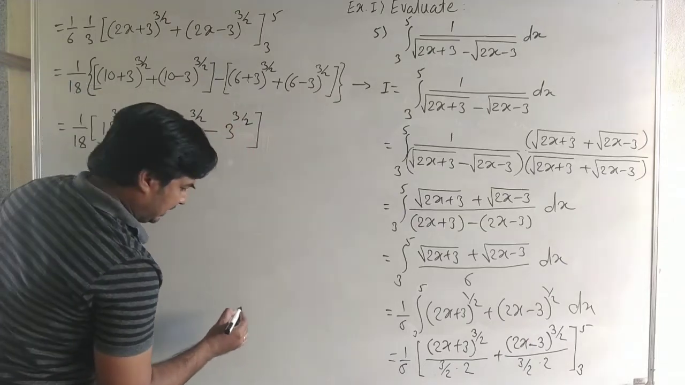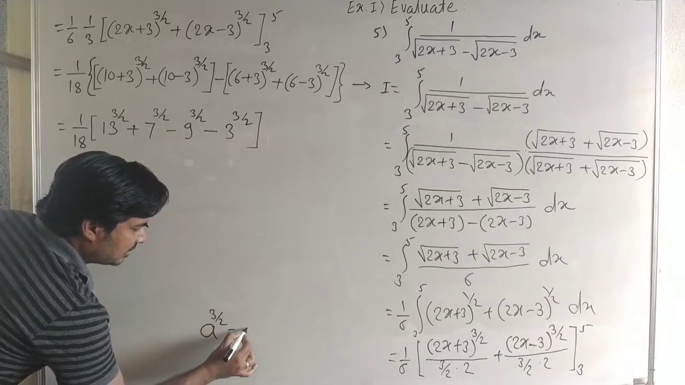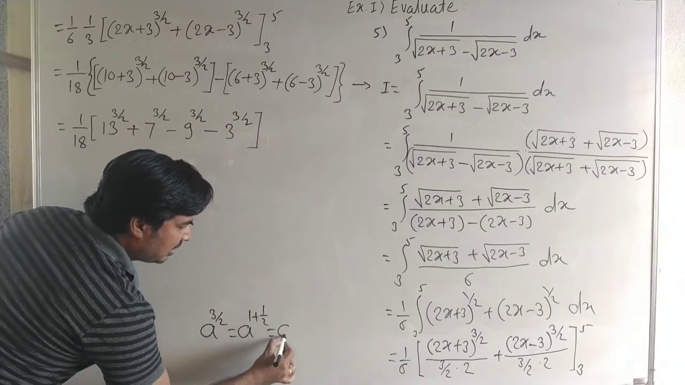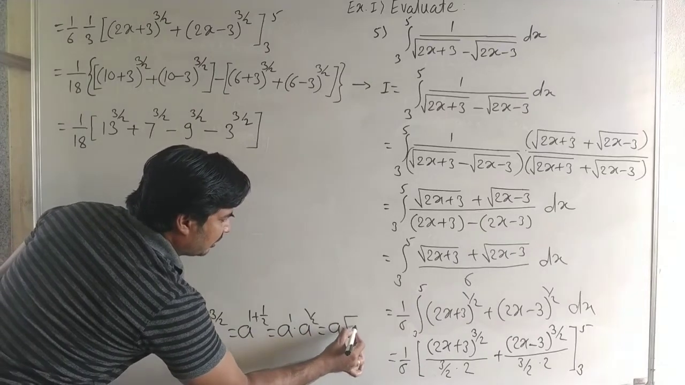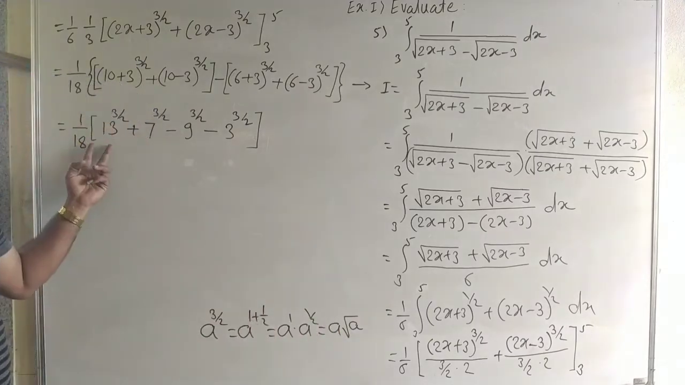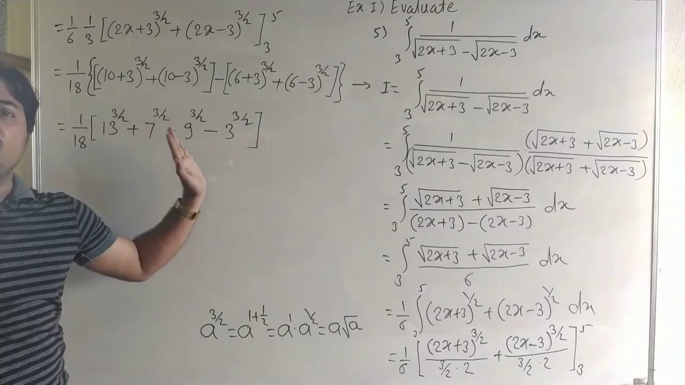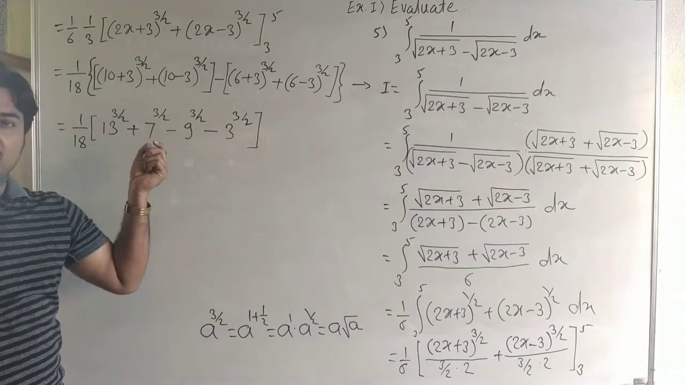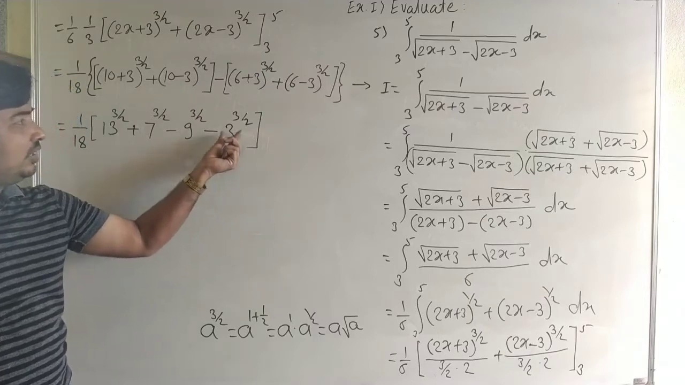Okay, here we can write a to the power 3 by 2, that means a to the power 1 plus 1 by 2, this 3 by 2, then this can be written a to the power 1 into a to the power 1 by 2, and that means a into under root a. Here a to the power 3 by 2, we can write a into under root a, that means 13 to the power 3 by 2, we can write 13 into under root 13, 7 to the power 3 by 2, 7 into under root 7, 9 to the power 3 by 2, it is 9 into under root 9, but it is a perfect square, 9 into under root 9, that means 9 into 3, it is 27, and it is 3 into under root 3.